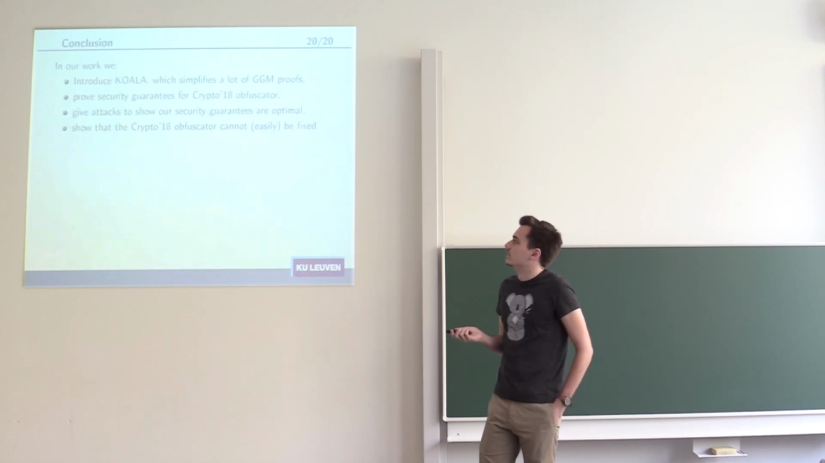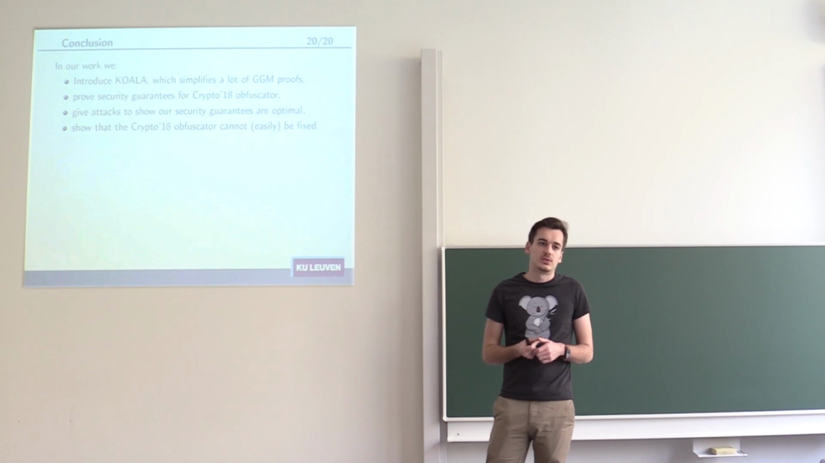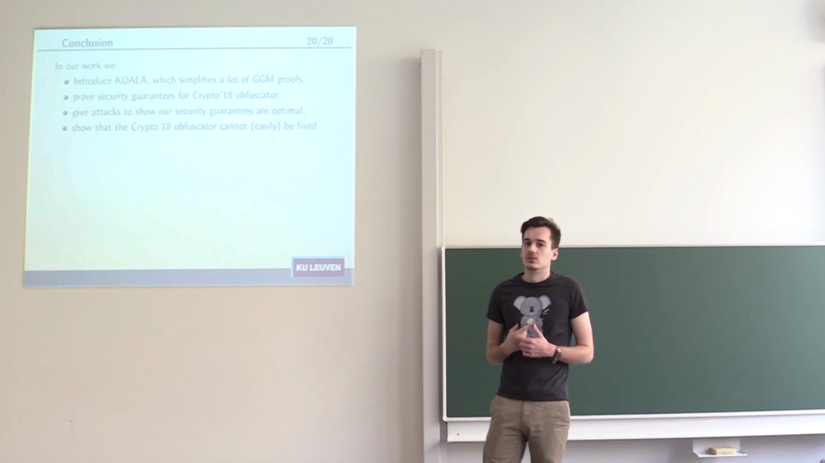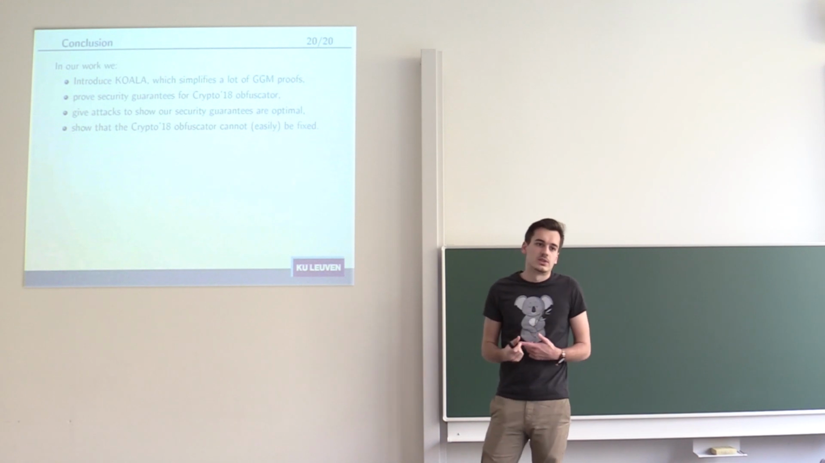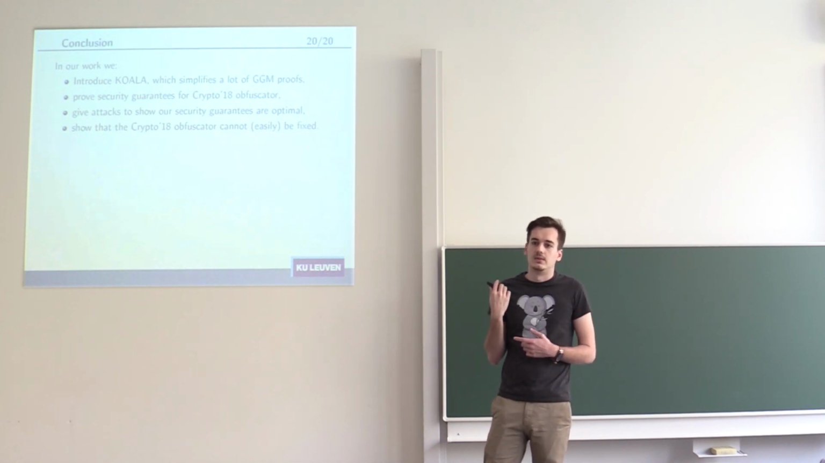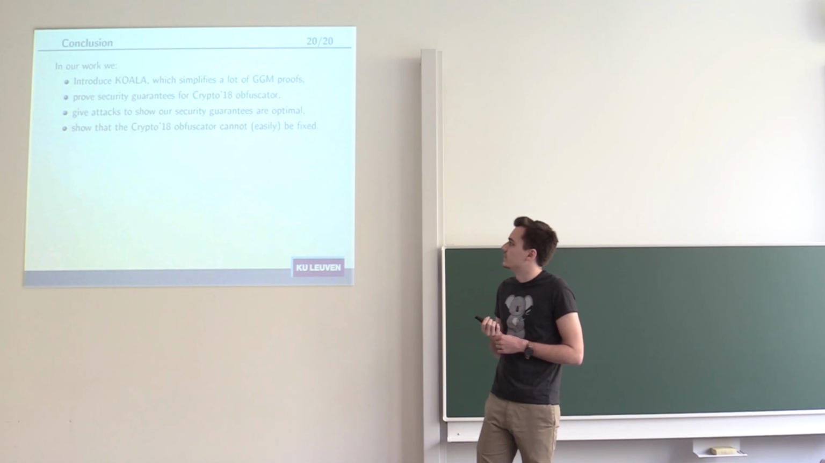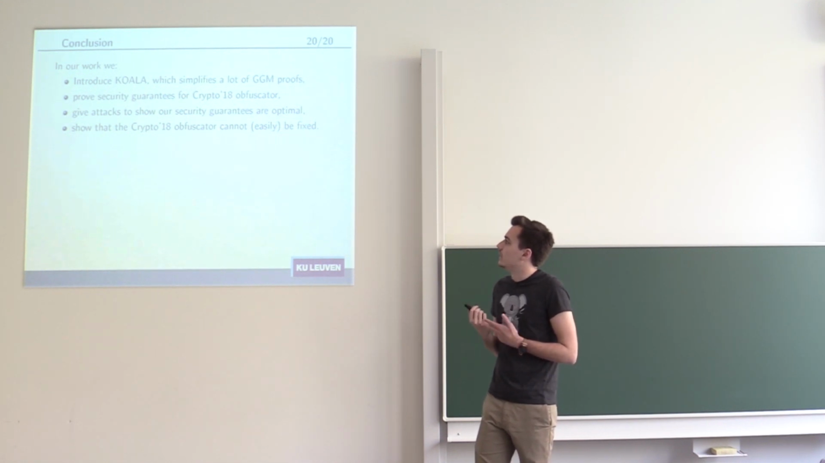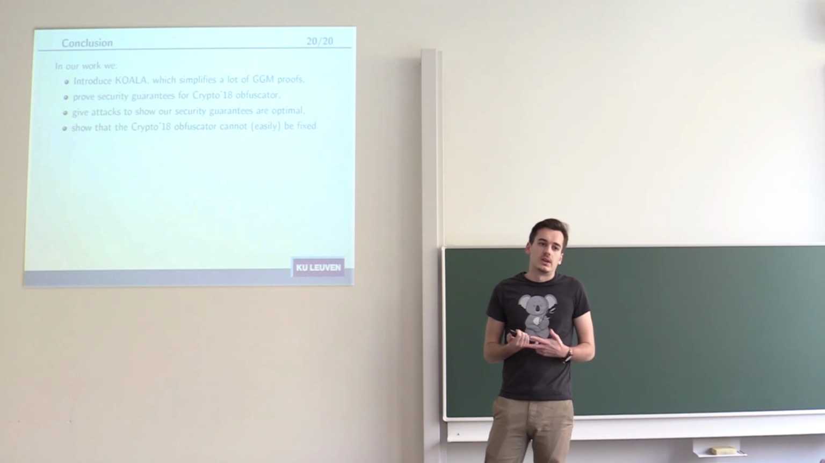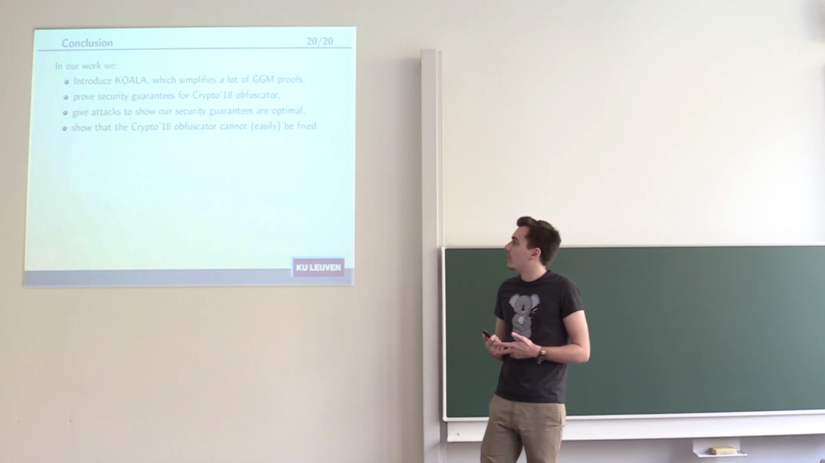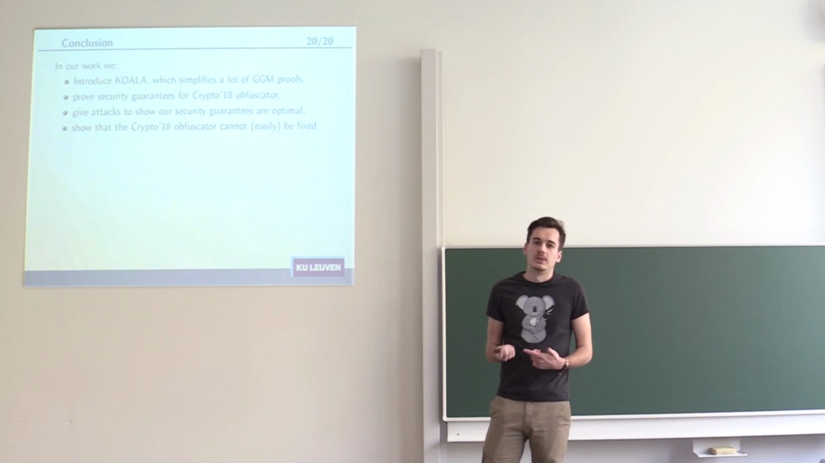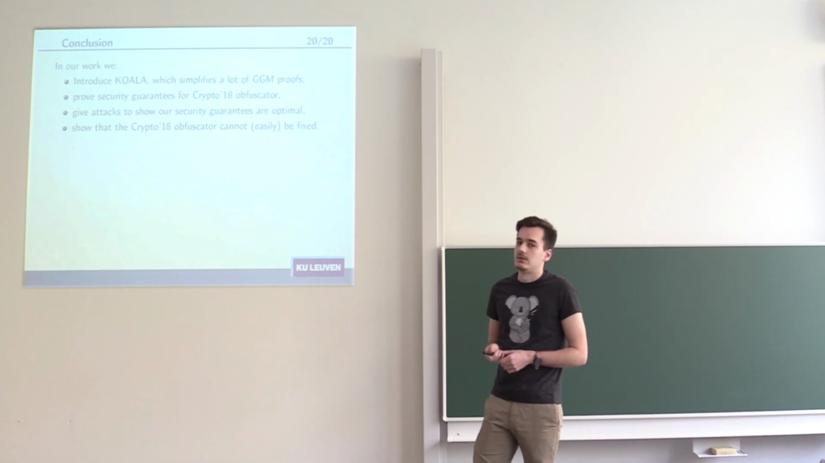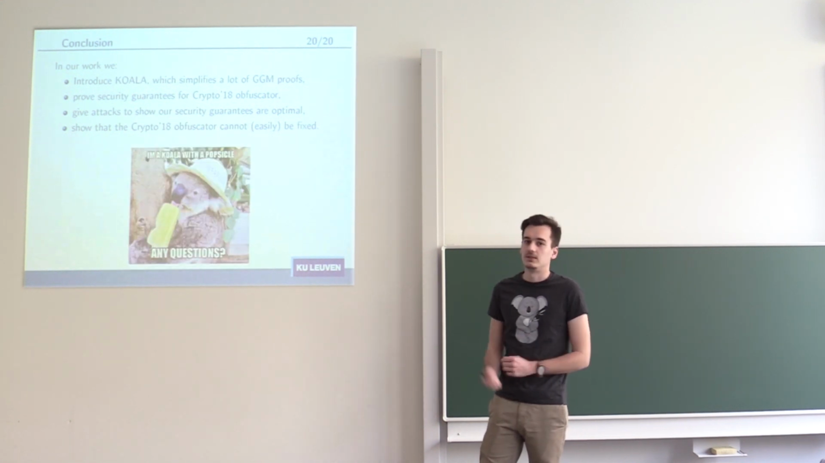Okay, so what did we do? We introduced this new assumption called Whadda, which we can use to simplify a lot of proofs. We proved some stronger security guarantees for this obfuscator that was presented at Crypto last year. We also give an attack to show that our security guarantees are optimal. And then finally we show this impossibility result that shows that probably it cannot be fixed. So that was disappointing. So, thanks for your attention.